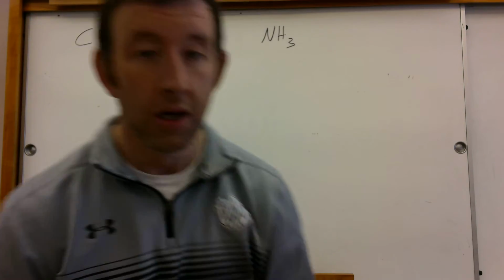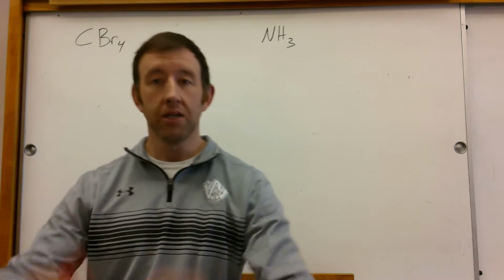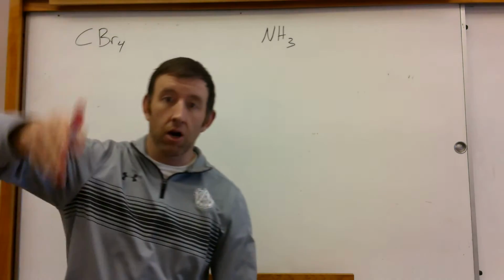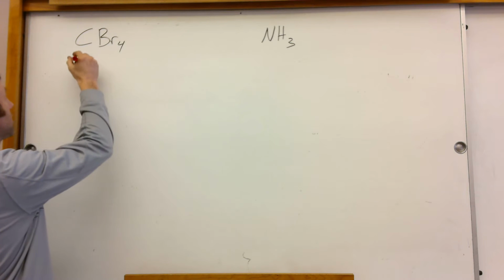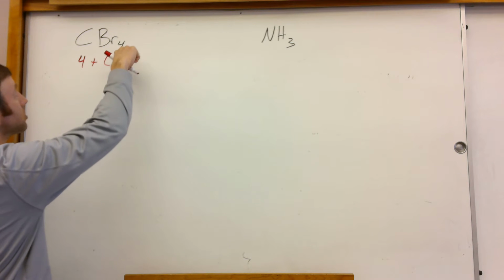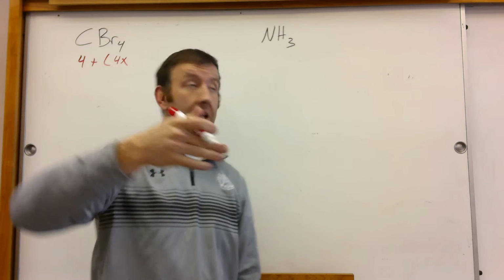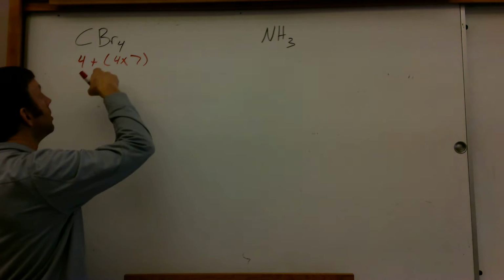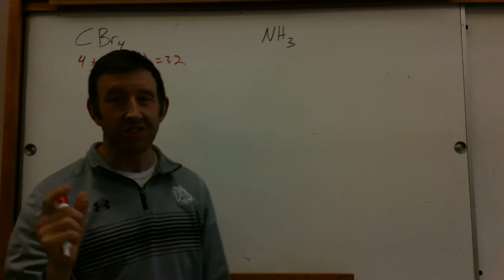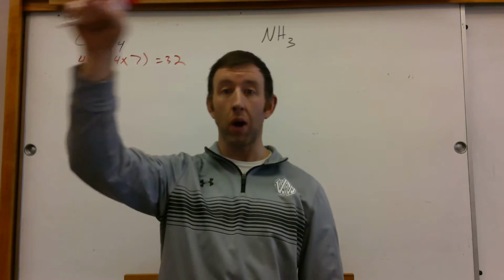So step 1 from the sheet says to determine the total number of valence electrons that need to show up in my Lewis structure. So I use the rule: carbon is in the column that has 4 valence electrons. I've got 1 carbon, so I'm going to go 4 plus 4 times, since I have 4 bromines. Each bromine is in the column with 7 valence electrons. So this is going to be 28 plus 4 equals 32. That tells me when I draw this Lewis structure, I need 32 valence electrons to show up in my drawing.